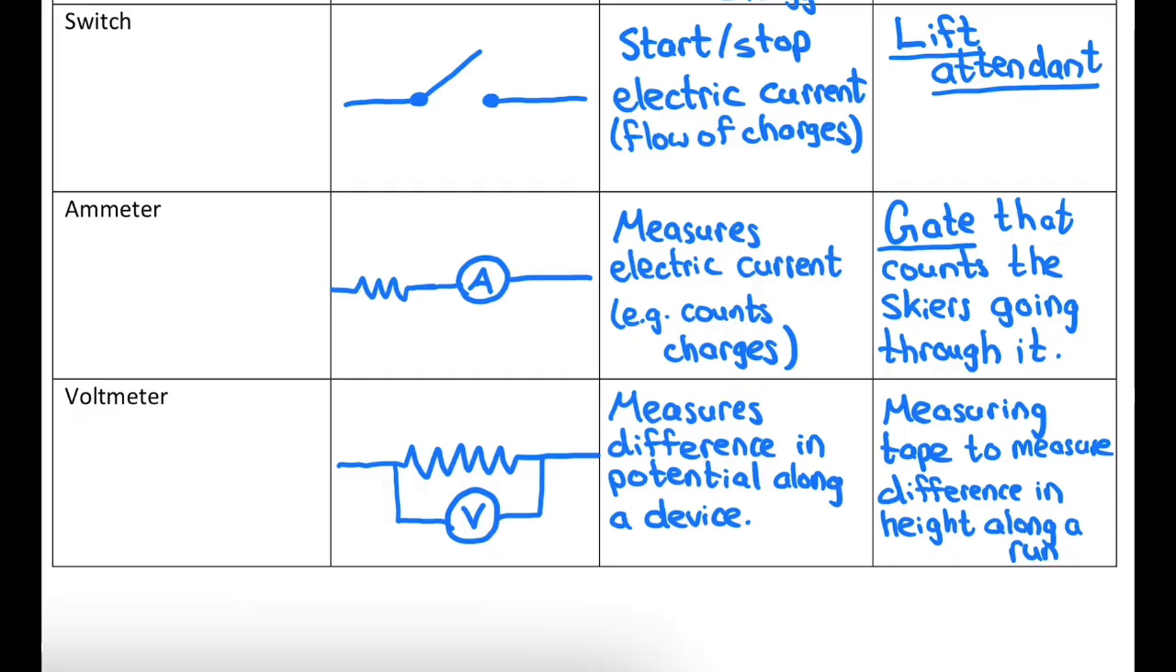So our skiers have less height here than they did up here. That height isn't the same thing as potential energy, but they're obviously very closely related. And a voltmeter is sort of like a device that will measure that difference in height. Only in an electric circuit, we don't call it height, we call it a difference in potential.